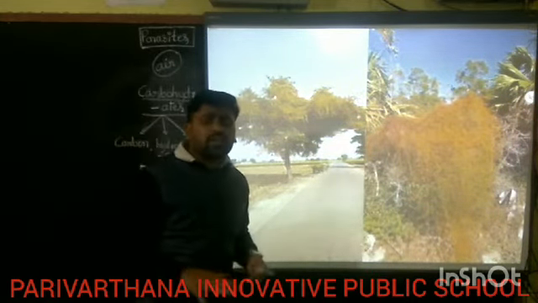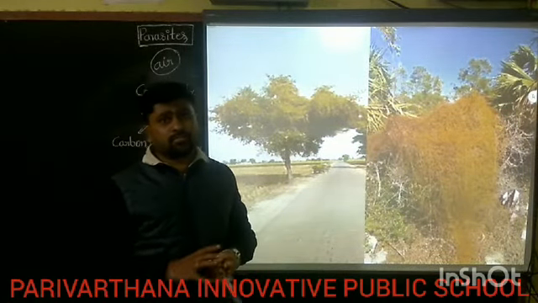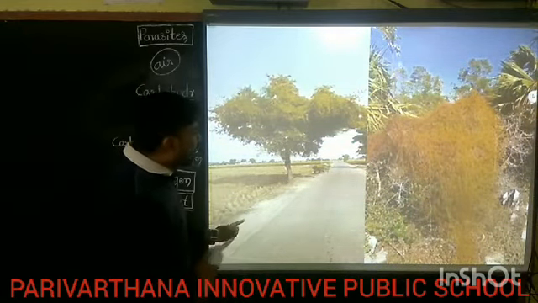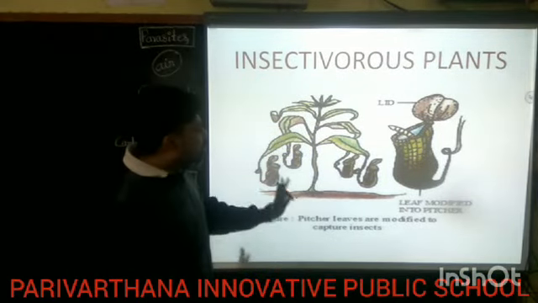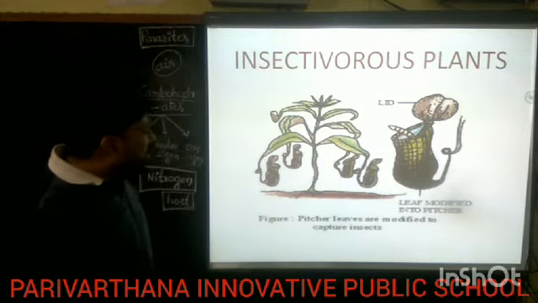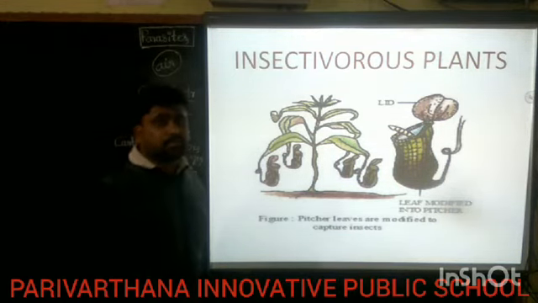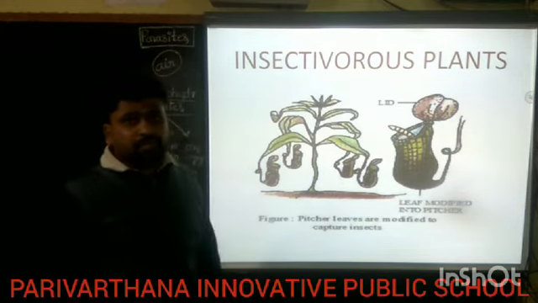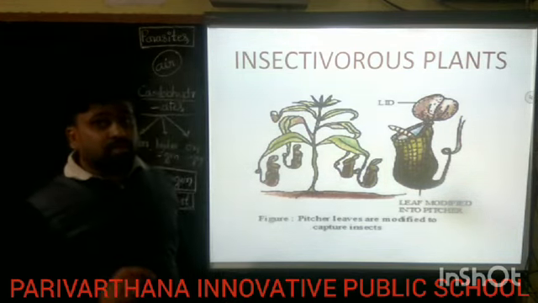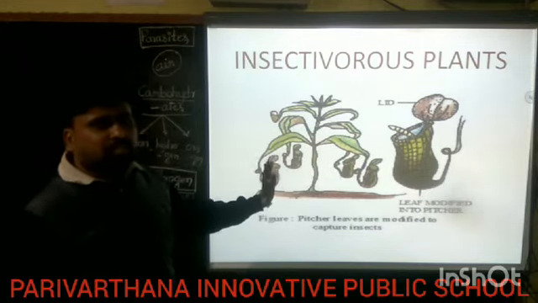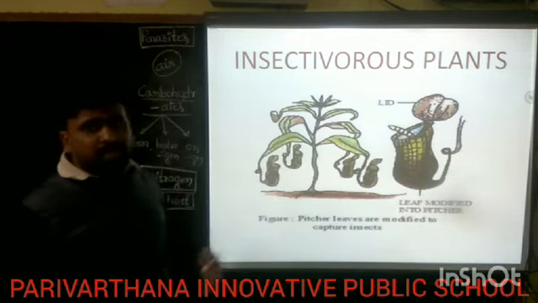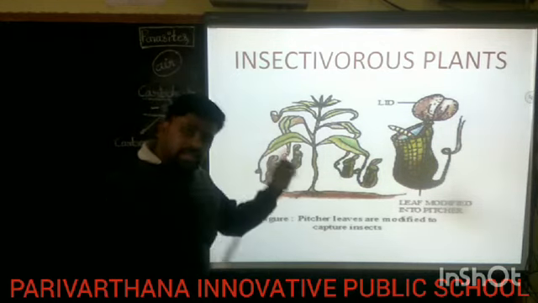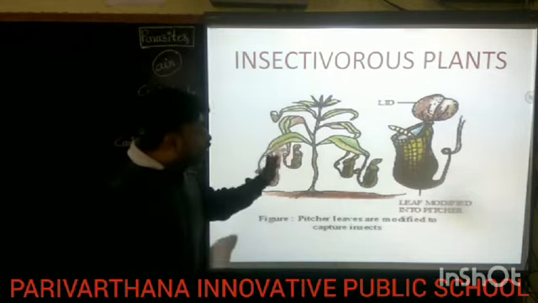In our nature, we can see different types of plants. I will give one example of a different type of plant, that is the pitcher plant. See here, it is a pitcher plant. We also call this kind of plant a jug plant. This kind of plant eats insects. This is one example. It also contains chlorophyll. It is a green leaf, and it can also prepare food.